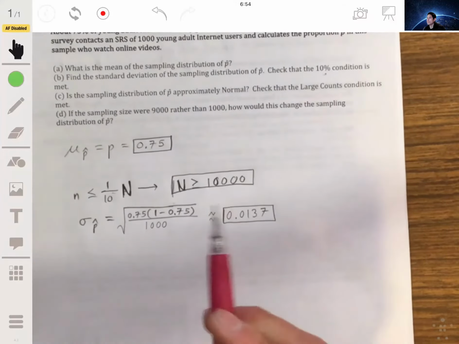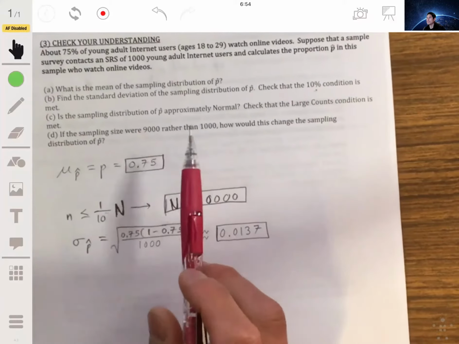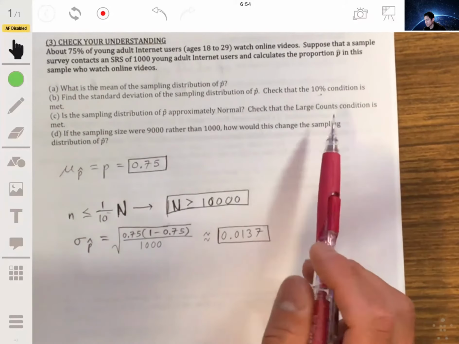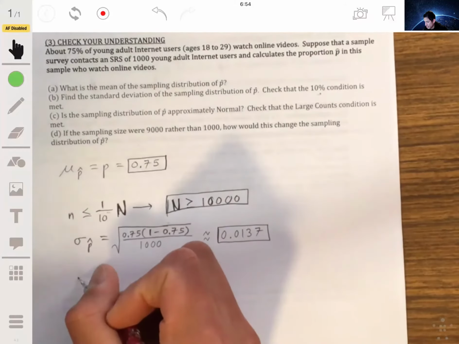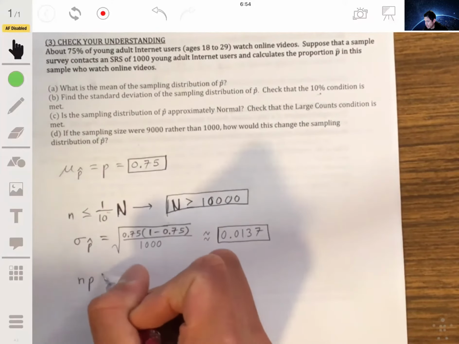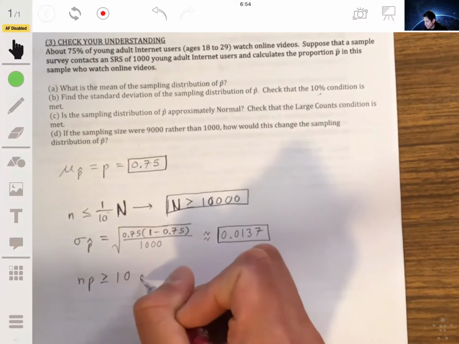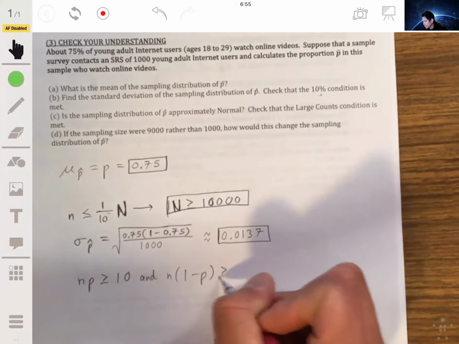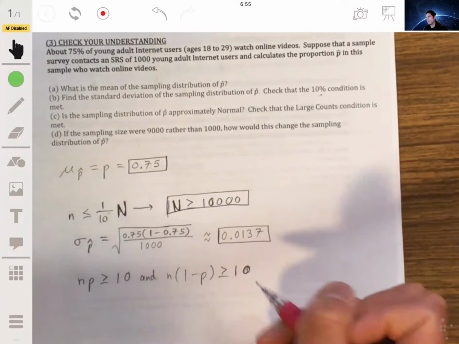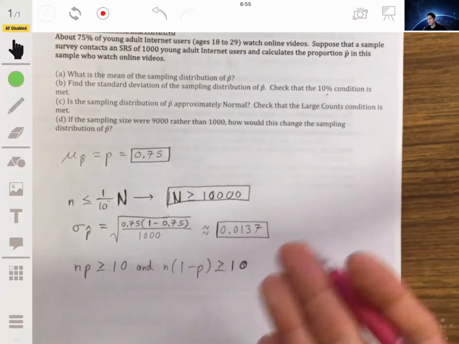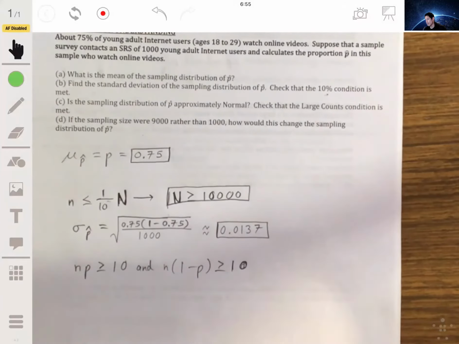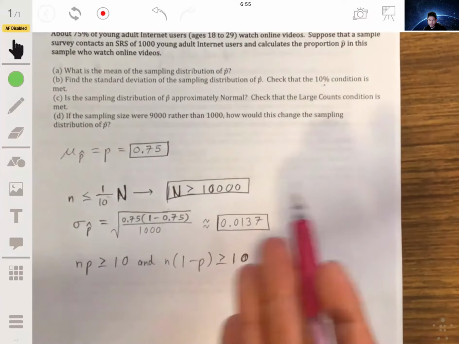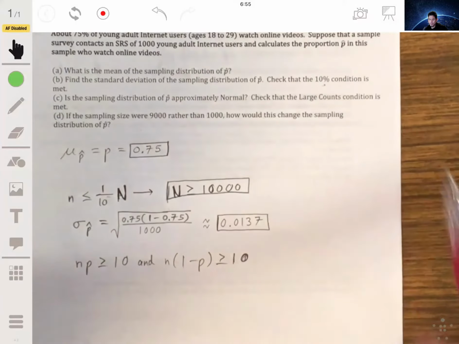All right, now part C. Can we say that the sampling distribution of p-hat is approximately normal? We have to check the large counts condition. We want to check that n times p is at least 10, and that n times 1 minus p is at least 10. You may hear this later on, or if you haven't already, this is also called the number of successes and failures. So we just check to see that this is satisfied.